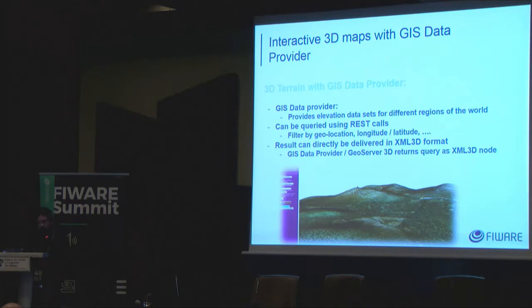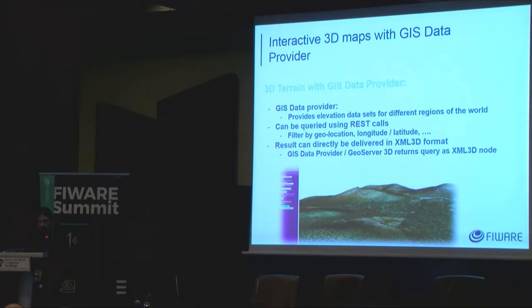Another use case from the visualization field, which is also encapsulated in a generic enabler in the Web UI chapter, is the Gis Data Provider. This one provides elevation datasets from different regions in the world in different formats. You can query the provider using a REST call. You specify your geolocation in longitude or latitude. You specify the format. And as a result, you get an XML3D chunk, an XML3D tile, which directly visualizes the 3D map at this area that you specified.